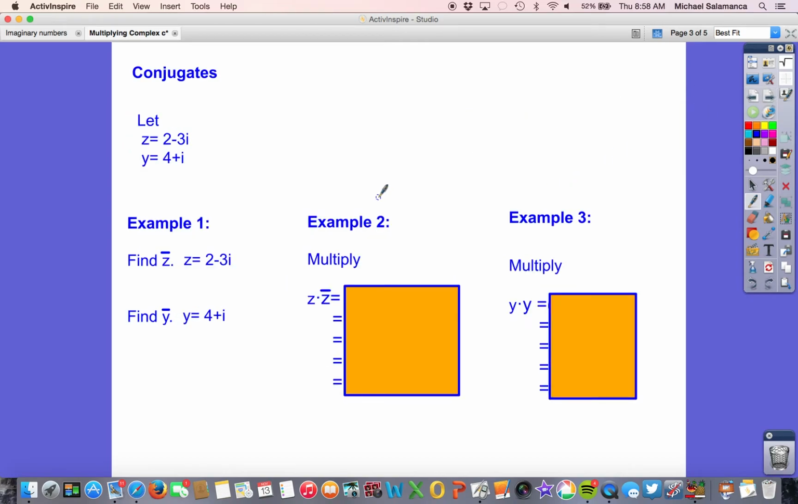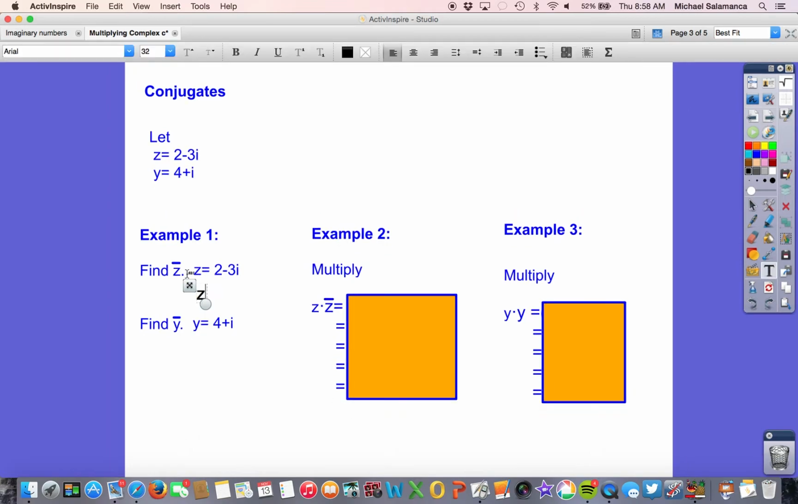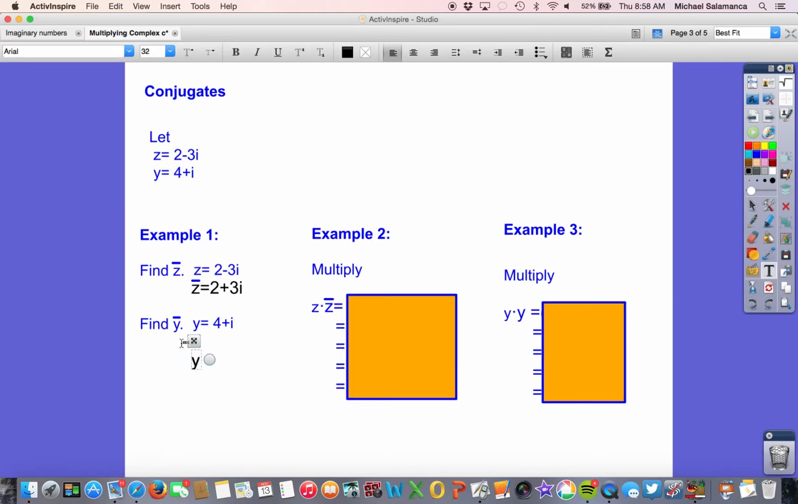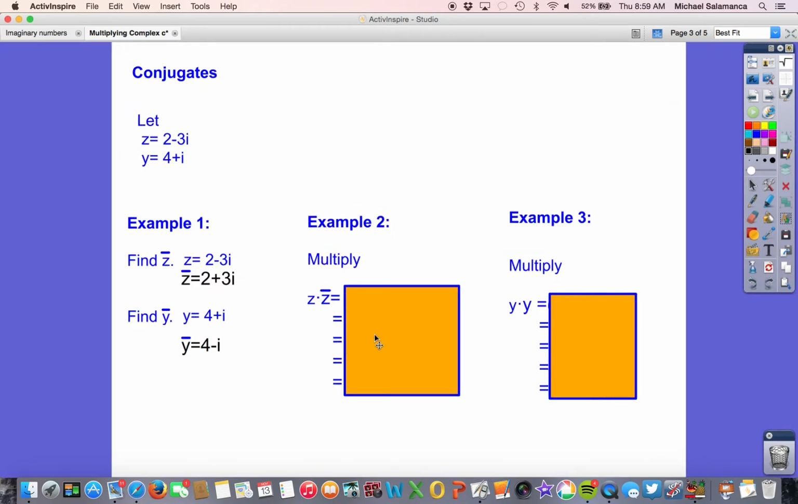So let's look at a few conjugates. Now if z is equal to 2 minus 3i, then if we look at example 1, we're looking for the conjugate. So then the conjugate of z, 2 minus 3i, would be 2 plus 3i. And the conjugate for y, if y is equal to 4 plus i, is going to be 4 minus i. It's not too bad.